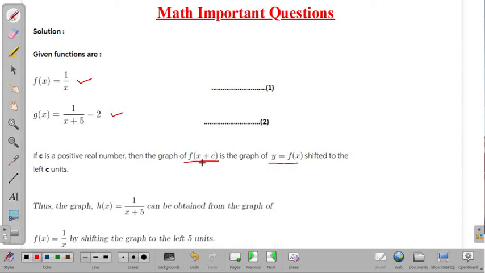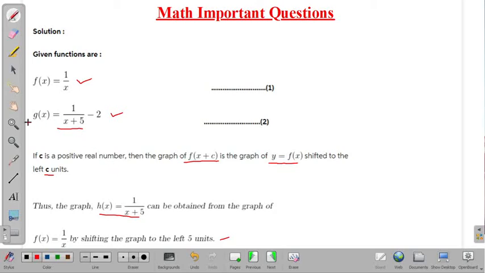Okay, this needs to be shifted towards the left. So the graph of h(x) = 1/(x+5), that is, this is the first term. So h(x) = 1/(x+5) can be obtained from the graph by shifting it to the left by 5 units, because here c is positive and also here 5 is positive. So when the graph of f(x) is shifted by 5 units to the left, we will get the graph of h(x), and h(x) here is 1/(x+5).